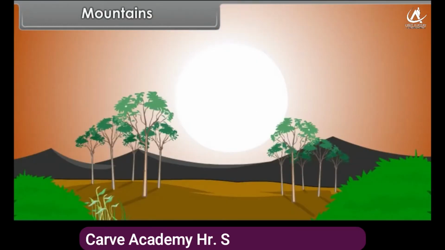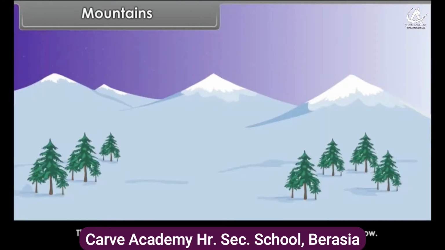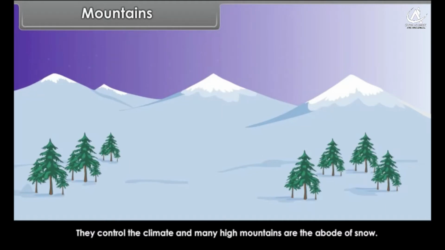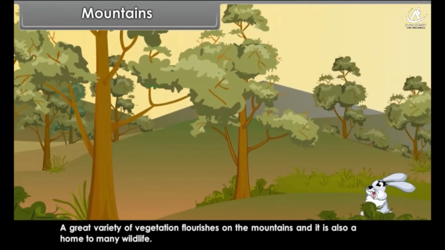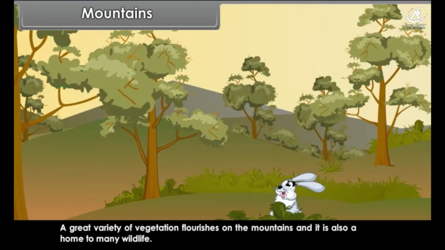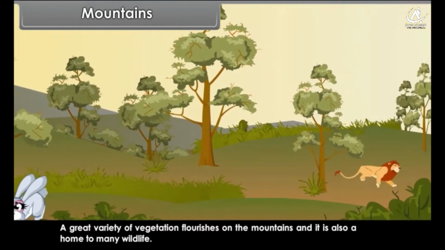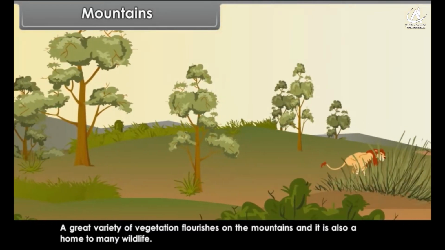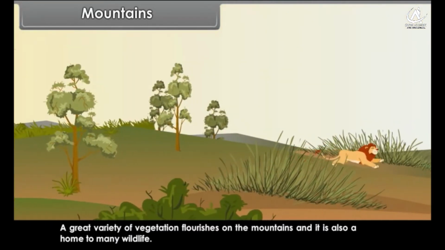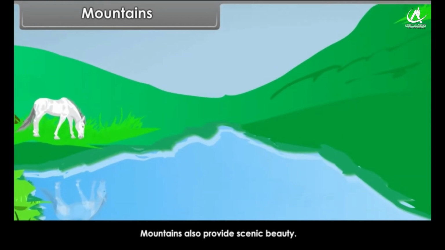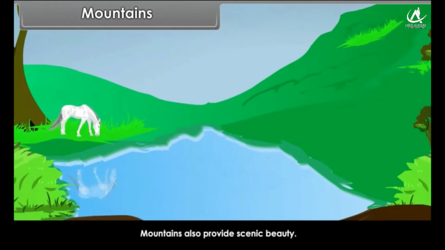Mountains. We can list out some important features of mountains. They control the climate, and many high mountains are the abode of snow. A great variety of vegetation flourishes on the mountains, and it is also home to many a wildlife. Mountains also provide scenic beauty.